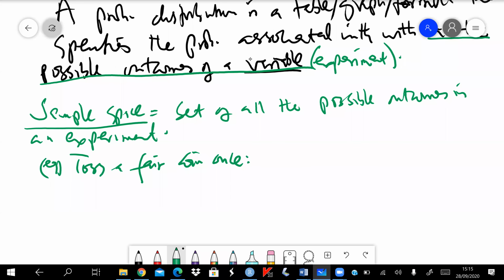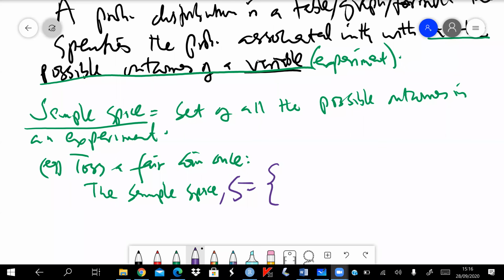If you toss a fair coin once, then the sample space, which you're going to denote by letter S, and as you know, elements of a set are enclosed in brackets. So when you toss a coin once, what are the possible outcomes? Heads or tails? Yeah, good. It is either heads or tails. We use the labels H or T.